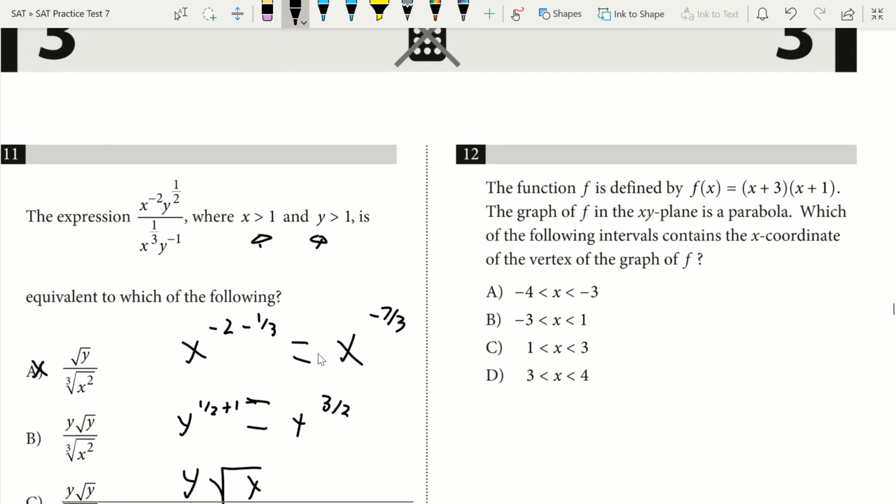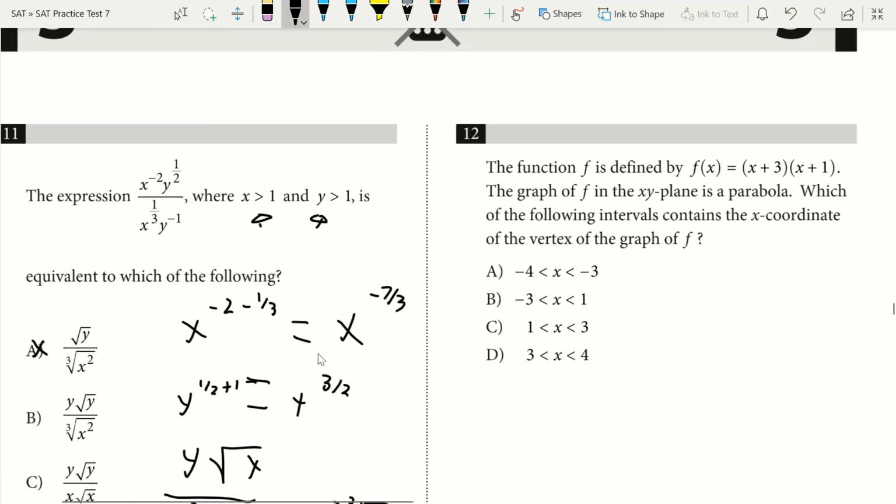All right, question 12. The function f is defined by f of x is equal to x plus 3 times x plus 1. The graph of f in the xy plane is a parabola. Which of the following intervals contains the x-coordinate of the vertex of the graph of f? All right, our vertex is going to be in between our zeros. Our zeros are x equals -3 and x equals -1. So our vertex then is going to be at x equals -2. So we have answer choice B, because that is the only one that contains the point -2.